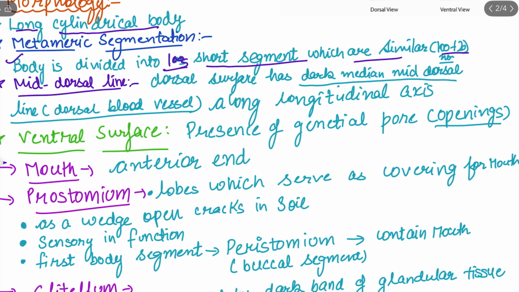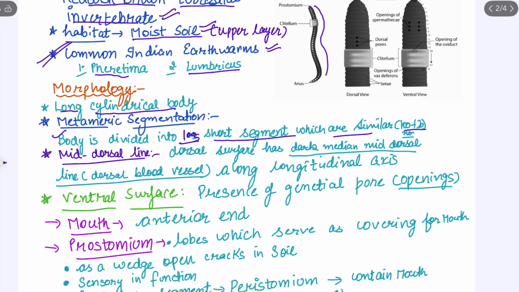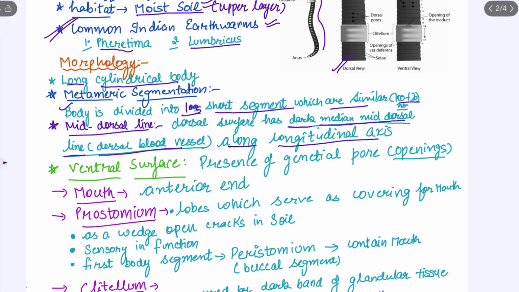Next is the mid-dorsal line. This is the dorsal view. On the dorsal surface there is a dark median mid-dorsal line, which is the dorsal blood vessel along the longitudinal axis. It is not mentioned here, but yes, over the dorsal surface there is a dorsal midline that contains the dorsal blood vessel.